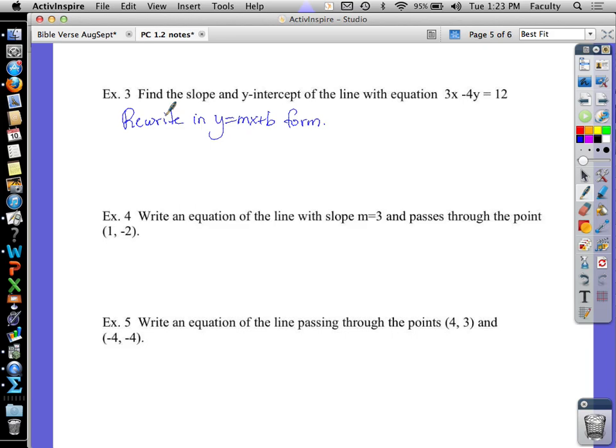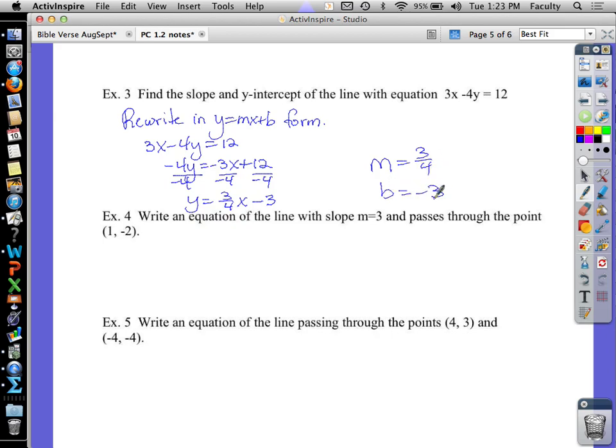Exactly. So rewrite it in slope-intercept form. y equals mx plus b. So let's subtract the 3x from both sides. And then let's divide by -4. And I get y equals 3/4 x minus 3. Then we can just read off the slope and the y-intercept. My slope is 3/4, and my y-intercept is -3. Any questions on that one?